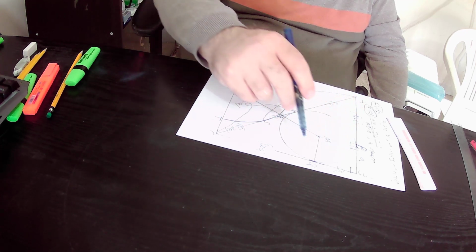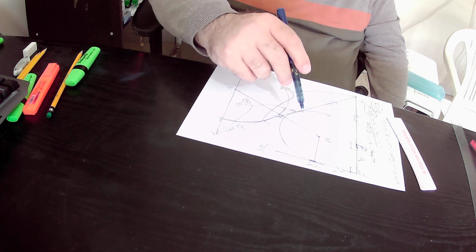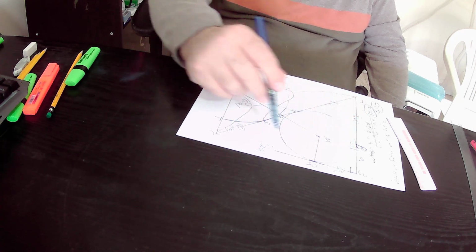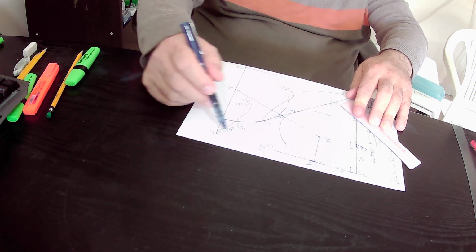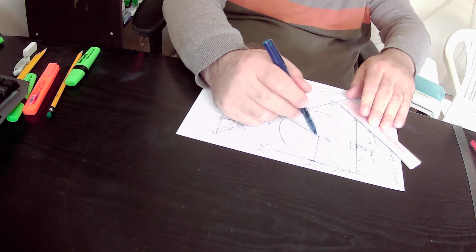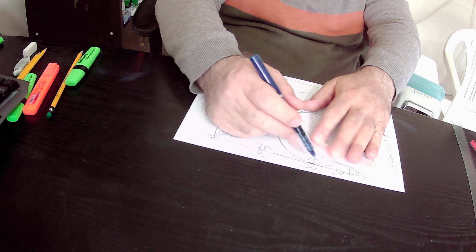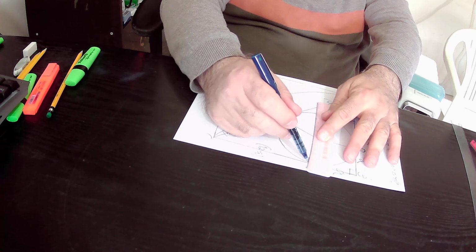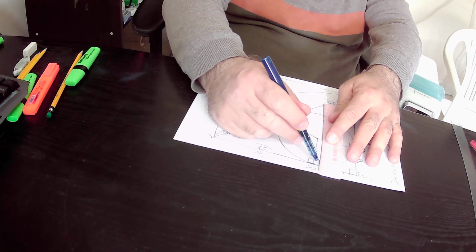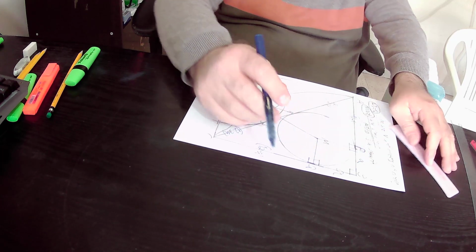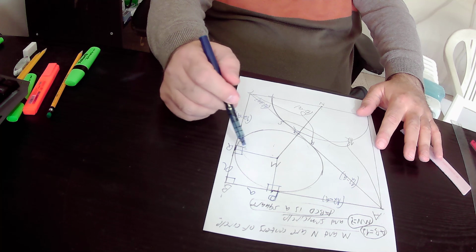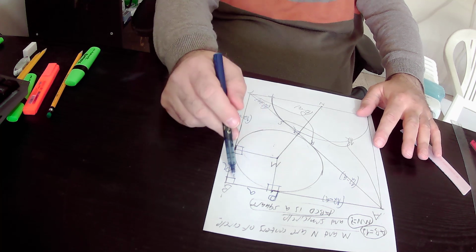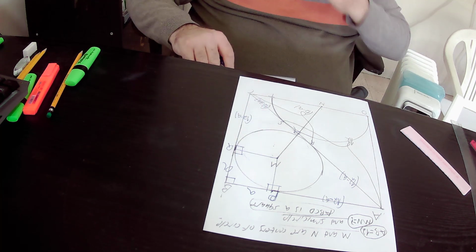tangent will be perpendicular to that radius. In this case, tangent BC will be perpendicular to the radius QM. So BC is perpendicular to QM, that is to say, this angle will be equal to 90 degrees, and this angle will be also equal to 90 degrees. So in quadrilateral PBMQ, we have 1, 2, 3 right angles.